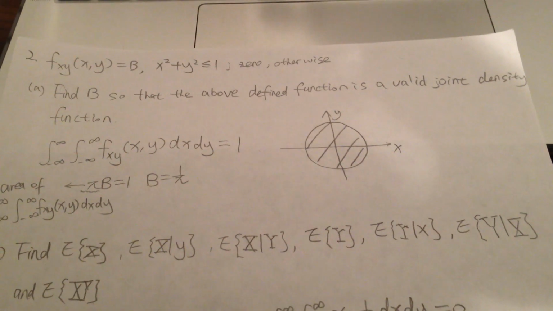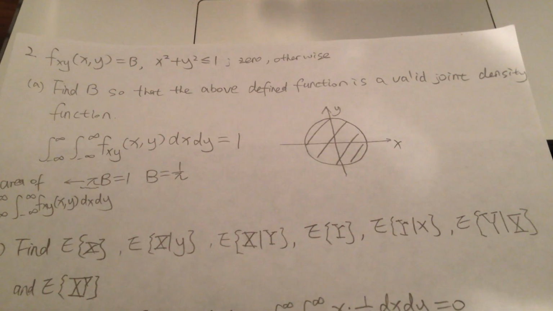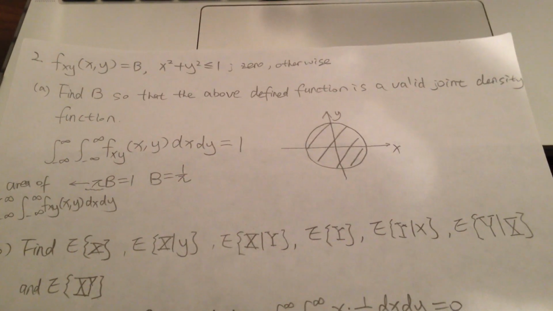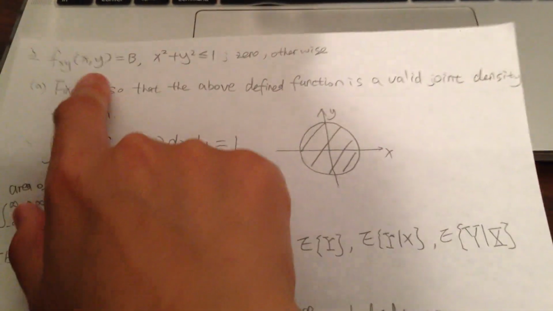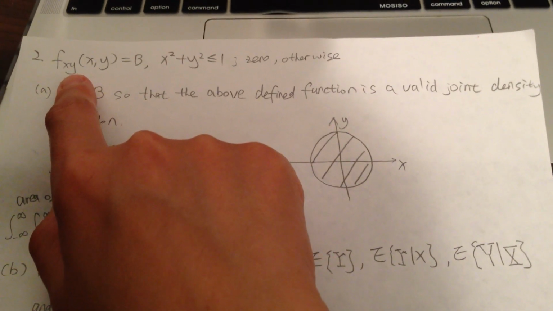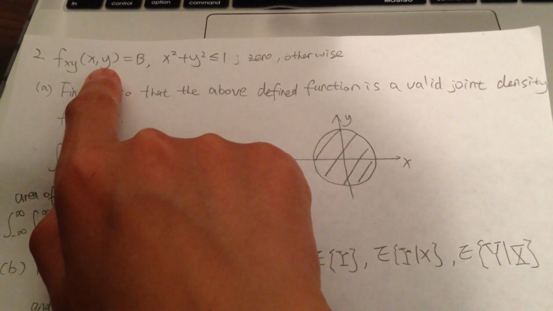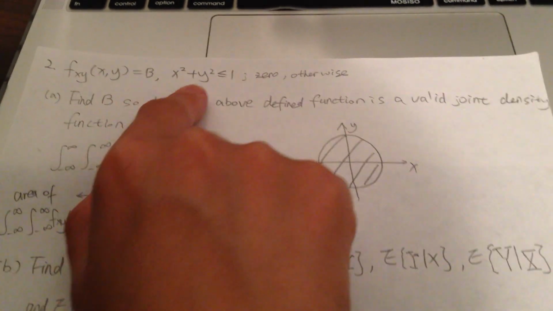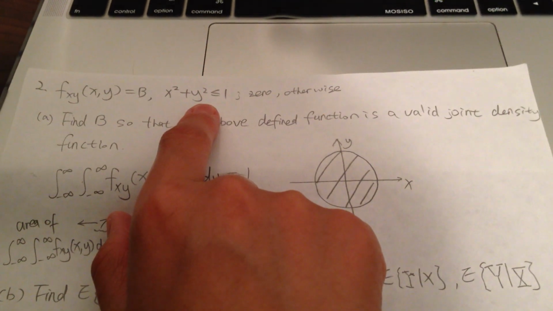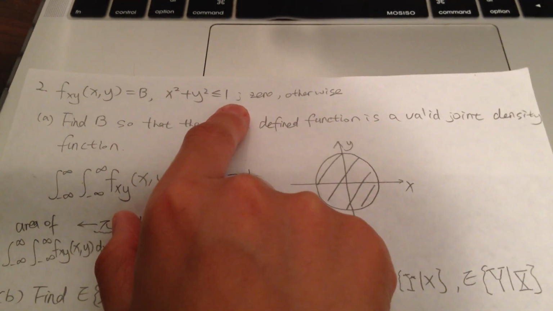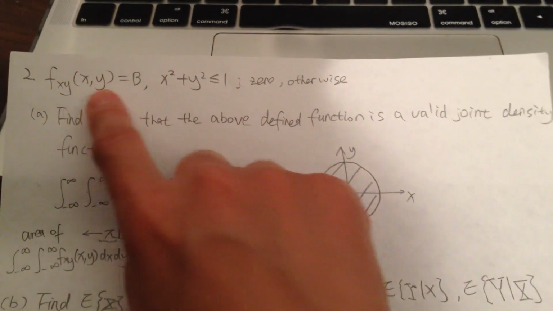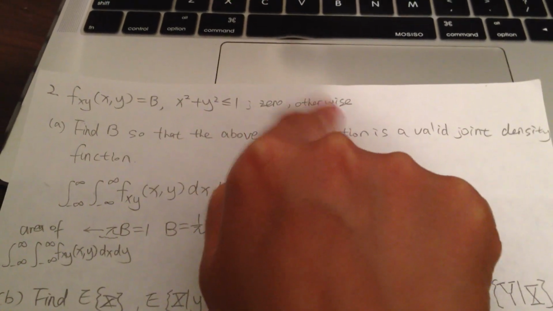EL6303. In this video, I will solve question 2 in homework 6. For this question, we are given the information that the joint density function of x and y is f_XY(x,y) equals b, where x squared plus y squared should be less than 1. And this joint density function will be 0 in other conditions.